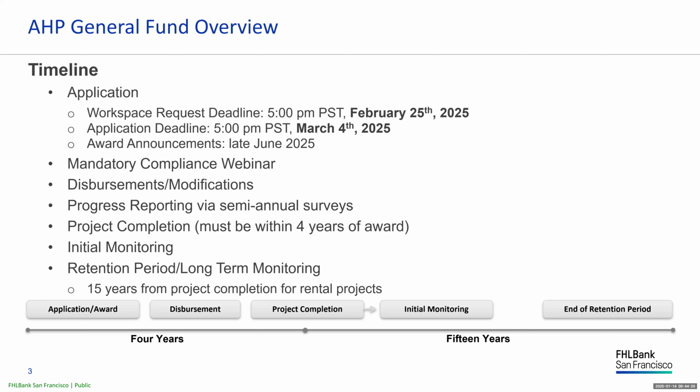Once construction is complete and the AHP funds have been funded, the bank will conduct compliance monitoring called initial monitoring to confirm that the project fulfilled the commitments made in its original application. A request for initial monitoring documentation will be sent 6 to 18 months after the project is complete. Upon project completion, the income retention and compliance period for rental projects will be in place for 15 years, during which the project must continue to meet its original scoring and affordability commitments.